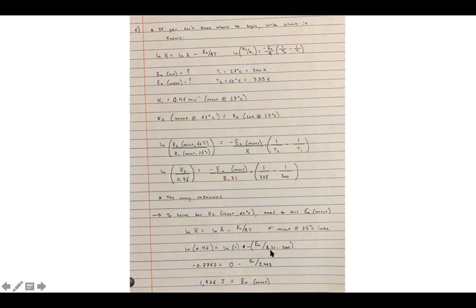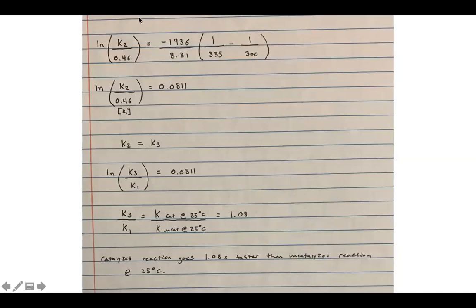And then my R value is not my ideal gas law constant R, but rather this 8.31 value. And when I solve for this, I find that the activation energy of my uncatalyzed reaction is about 1,936 joules. So I'm going to go back and plug it into this CC equation up here where I didn't have that value before. I just plugged in all my numbers. Again, this is the CC equation that we already had, but we just solved for activation energy, and we are still looking for K2.